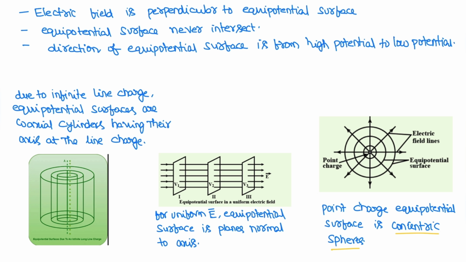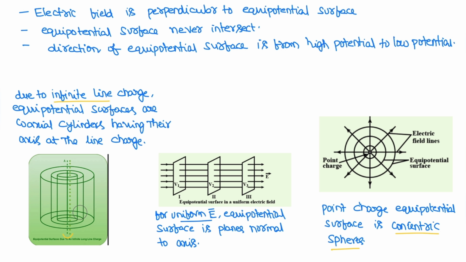Similarly, the equipotential surface for an infinite line charge is coaxial cylinders having their axis at the line center. So this is an infinite line charge, and for this the equipotential surfaces are cylinders. These are the coaxial cylinders. All the cylinders' axes coincide with the line charge. Next, the equipotential surface for a uniform electric field is nothing but planes, planes normal to the axis.